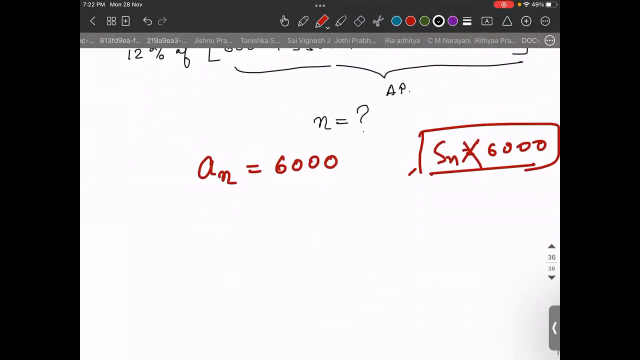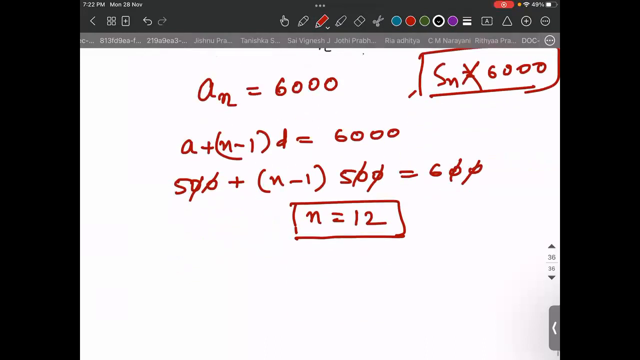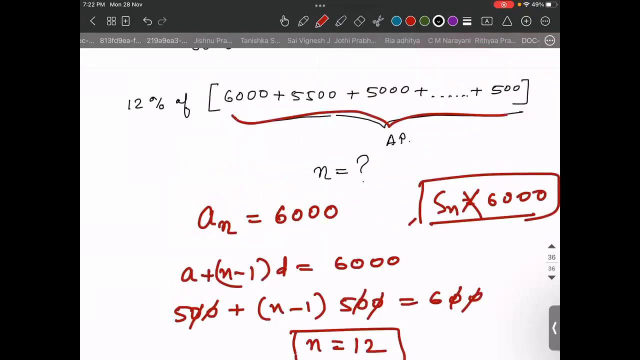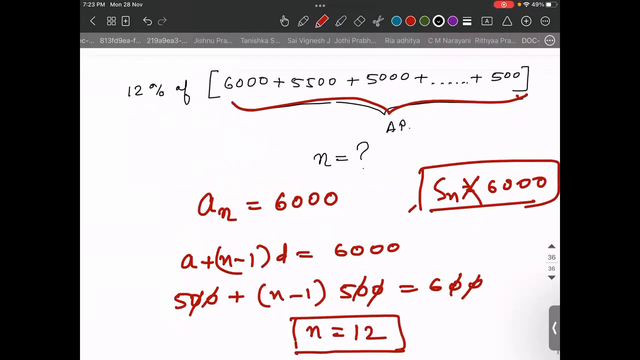So AN, how do we write AN? AN is A plus N minus 1 into D is equal to 6,000. A is 500, plus N minus 1, D is 500, is equal to 6,000. So N is equal to 12. Now Sn you can apply, right? First find Sn of this series. We are just doing calculation mistakes today, okay?